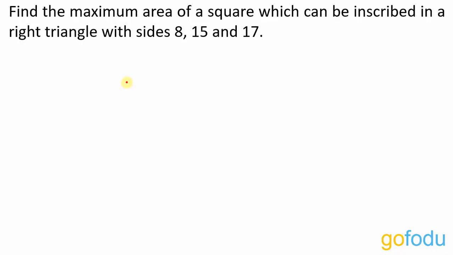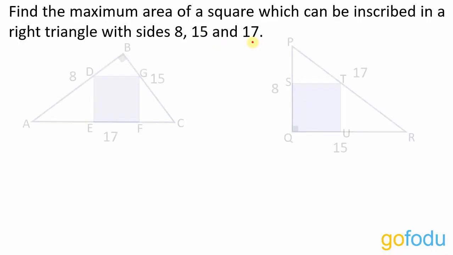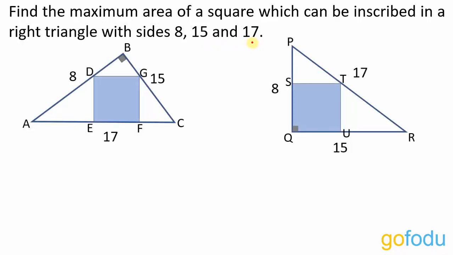All right, this is an interesting question and there will be many cases, many sub cases of this question. So we have to find the maximum area of a square which can be inscribed in a right triangle with sides 8, 15 and 17. There are two ways in which we can inscribe a square inside a right triangle.